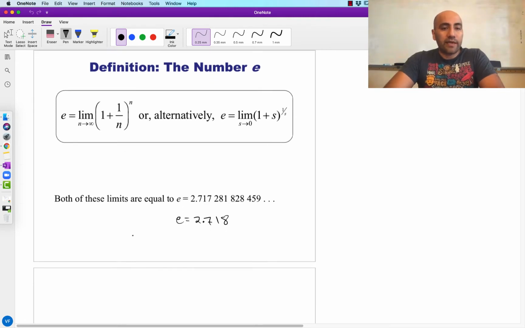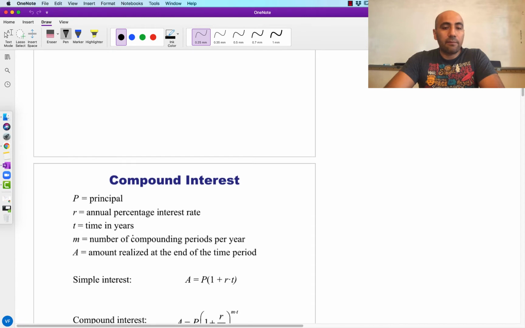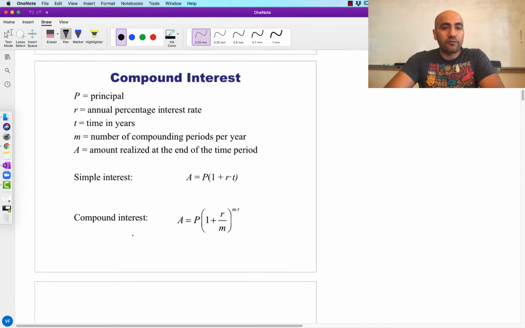Okay, so one of the applications for E is compound interest. So hopefully this looks really familiar for you as well. So hopefully you've worked with these two formulas before. There's a formula for simple interest and there's a formula for compound interest. So these are the common variables used with these two formulas. So capital P represents the principal, the initial amount invested. R represents the annual percent interest rate. Notice that this is annual. It's always annual, per year.